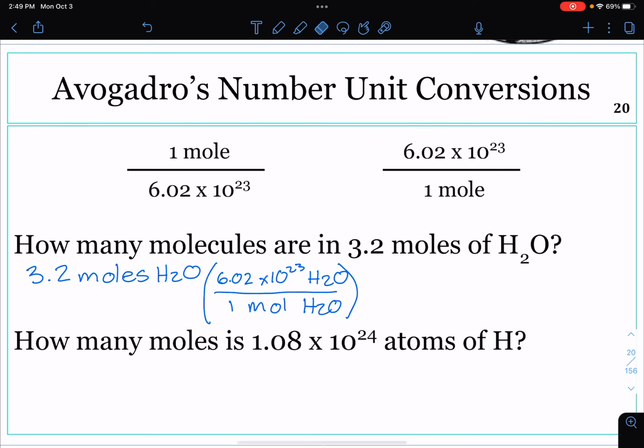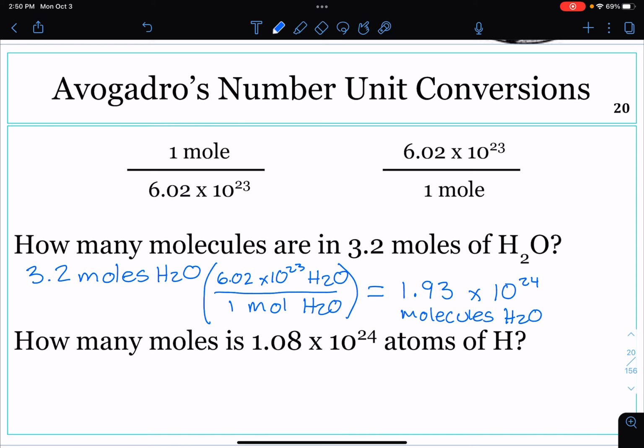In these unit conversions, the unit for Avogadro's number is usually atoms or molecules or some kind of particle, depending on the context. So when we multiply this unit conversion, multiply across the top and divide across the bottom, we end up with an answer of 1.93, rounding to 3 significant figures, times 10 to the 24. And this unit is molecules of H2O. Now you try the next problem on your own and see if you can get the answer.